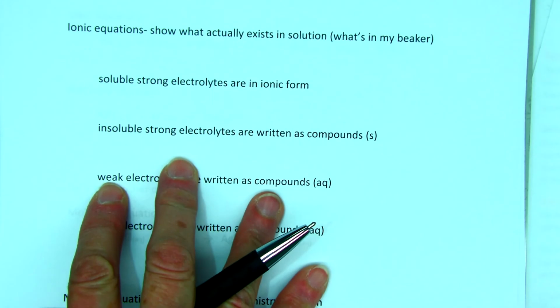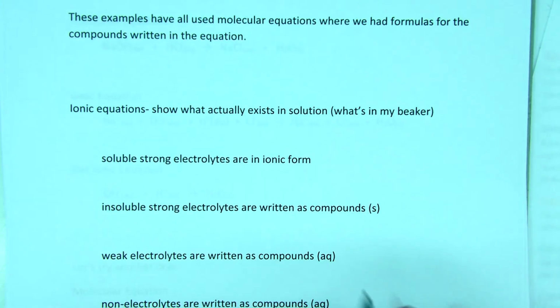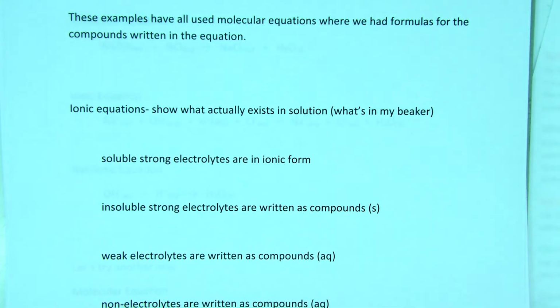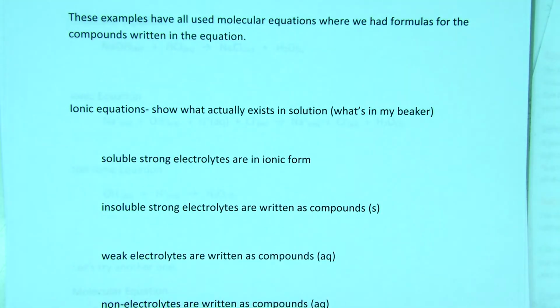So everything we've looked at so far was a molecular equation. We had the formulas for the compounds written down in the equation, and then we put them in there as aqueous or solids or gases or liquids. The ionic equation shows what actually exists in solution, kind of what's in my beaker.